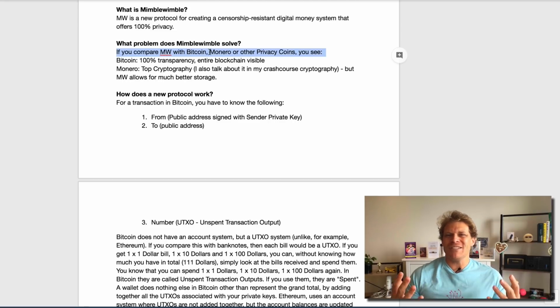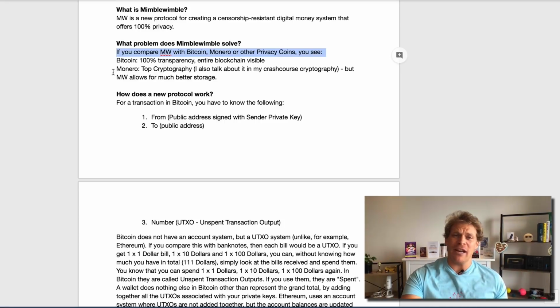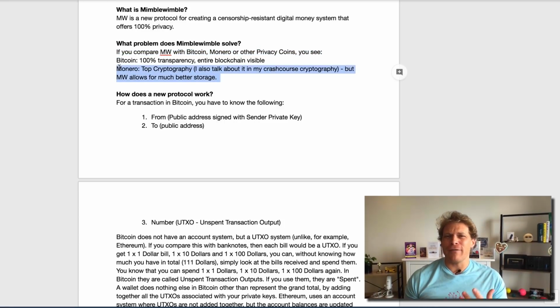Now, Mimblewimble is not a privacy coin or the first privacy coin. There are many great privacy coins out there, for example Monero and many others, and they do have great tech, they have great cryptography. And so it is important to look into this and understand, what does Mimblewimble do better and what does it do worse?